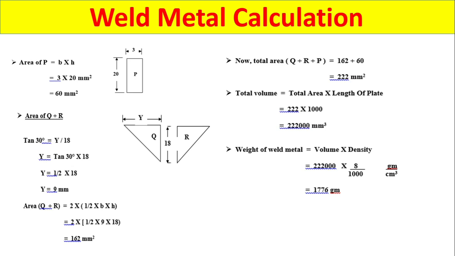So if you find the total area, then total volume equals total area into total length of the plate, that is this mm cube that is coming. After that, the volume into density is the weight of the weld metal. So you can get the weld metal weight for this single V joint.